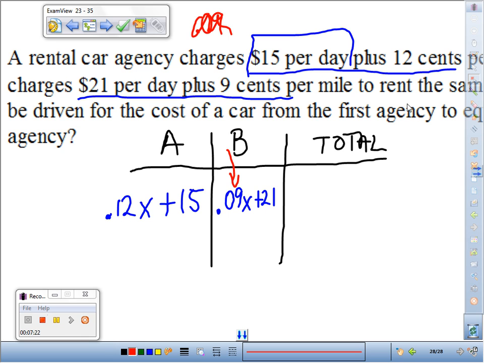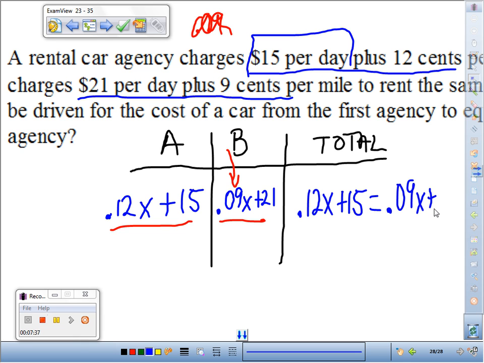So they want us to find out when this one equals this one. So let's write it out. This one, 0.12x plus 15 equal to 0.09x plus 21.